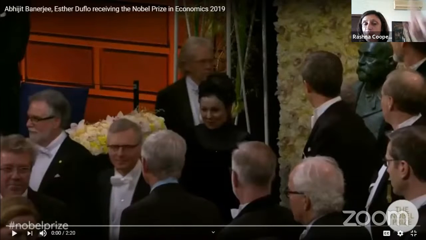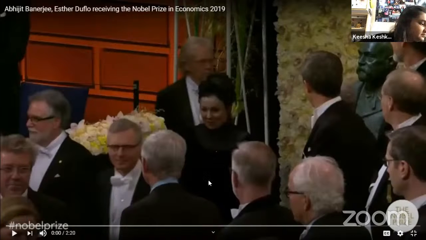So this ceremony, because it's economics, is happening in Sweden, in the capital city of Stockholm. And you're going to see the King and Queen of Sweden. You're going to see Abhijit Banerjee, and you're going to see his wife, Esther Duflo, who are co-laureates. They won it together as a couple just last year. Let's watch the video.